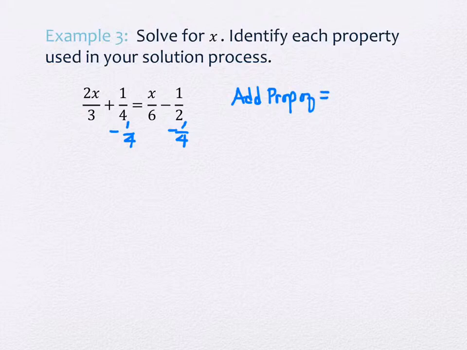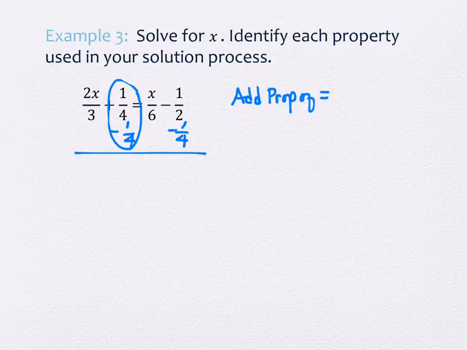And when we subtract the 1/4 from the left, this piece right here becomes what value? It becomes 0, right? Yeah, we still have the 2x over 3. I just mean the part that I circled. The part that I circled becomes 0, yes? Why?